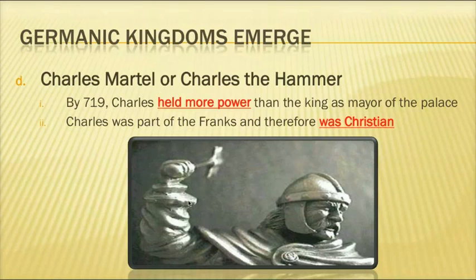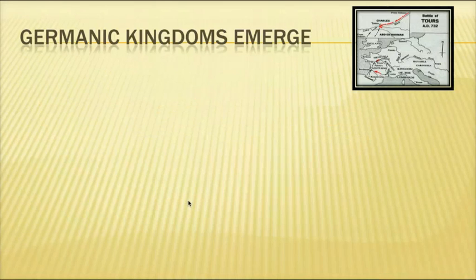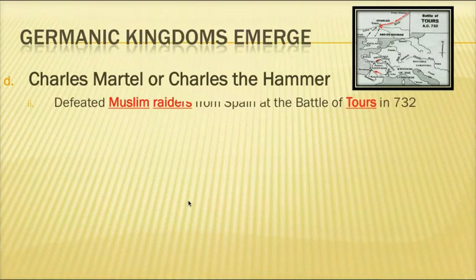Now you have to remember, Charles was part of the Franks. Therefore, the Franks, because they were Christian, made him Christian. So Charles is definitely going to be a man who wants to spread Christianity. And he's going to do so by fighting the Muslims at the Battle of Tours, which is in Spain. So Charles gets his fame by defeating Muslim raiders from Spain at the Battle of Tours in 732.